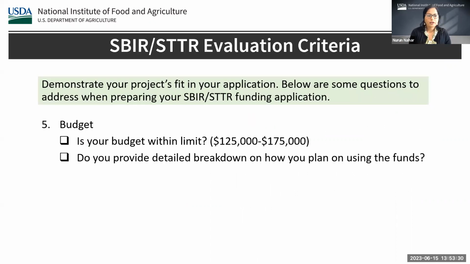Another quick thing is the budget. Reminding again, please make sure that it is within limit. Sometimes we see budgets beyond the limit, and we feel sorry to decline that proposal. So make sure that your budget is always within limit, and then you provide a detailed breakdown of how you plan on using the funds. Don't put everything into salaries. Don't put everything into the purchase of equipment, because it's not an equipment purchase grant. So make sure that you justify the components and carefully choose the options.